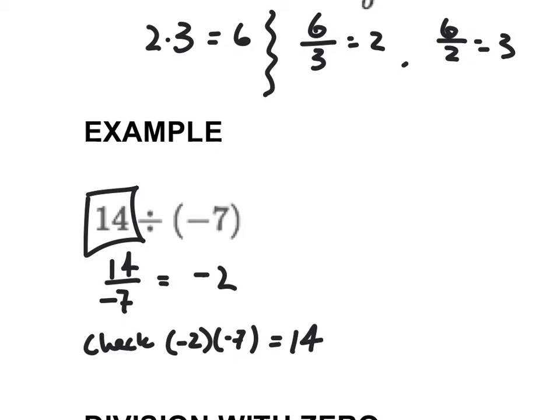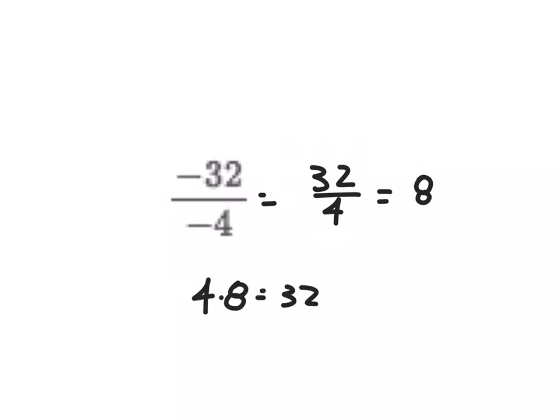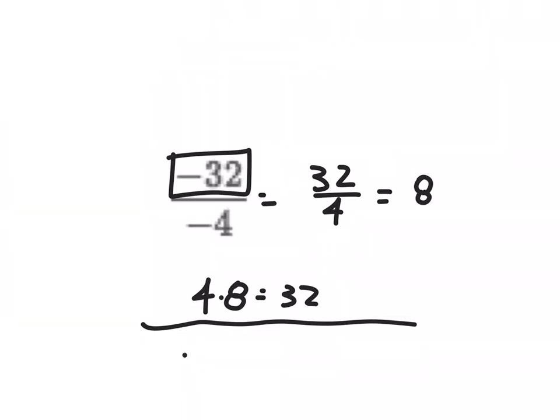Moving on, let's do negative 32 divided by 4. Two negatives make a positive, so I'm going to rewrite this as 32 divided by 4. I ask myself, 4 times what number gives me 32? That number is 8. If I check, 4 times 8 gives me 32. You could even check the original problem, since you're dealing with negative numbers: take 8 times negative 4. A positive times a negative gives you a negative, so that's negative 32, and that's what you're looking for. You can always do that.